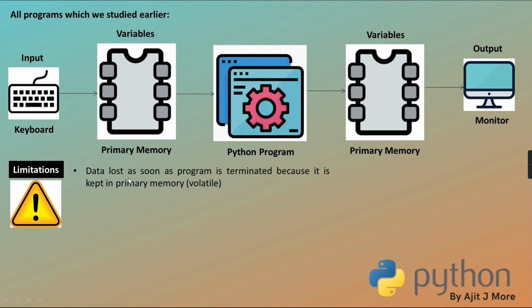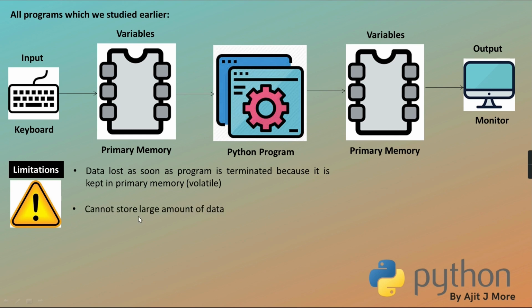One, data is lost as soon as the program is terminated, because it is kept in primary memory, that is volatile. Volatile memories are, I hope you know it, RAM comes under volatile memory. The data exists till the power is on. Power off, everything is erased. So one limitation in this whole model is that the moment your program terminates, everything from the memory is lost. So data is lost as soon as the program is terminated, because it is volatile memory.